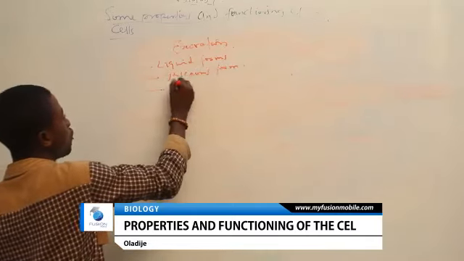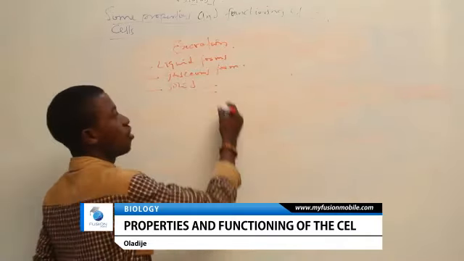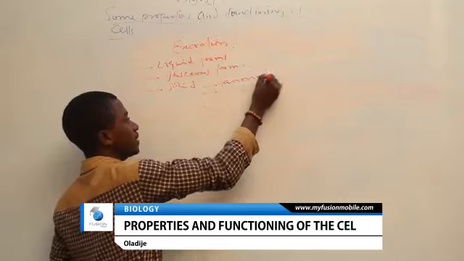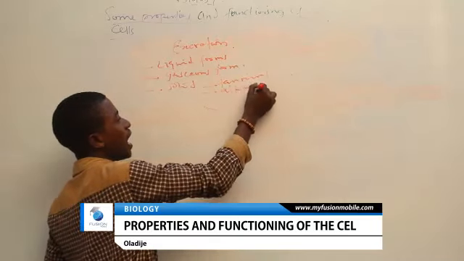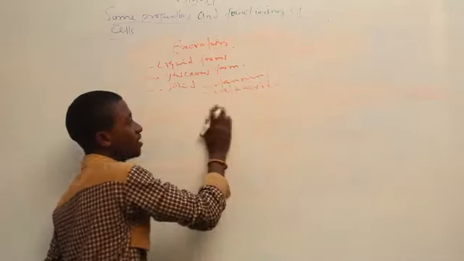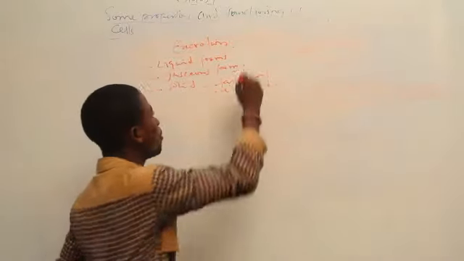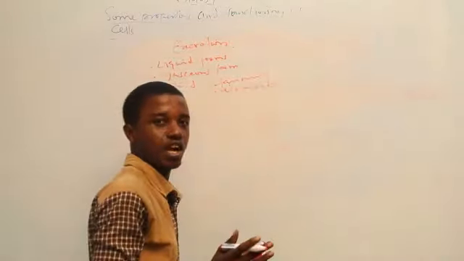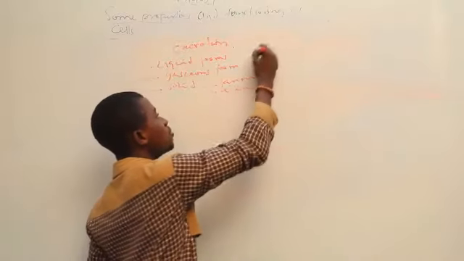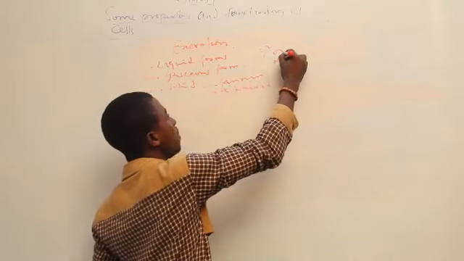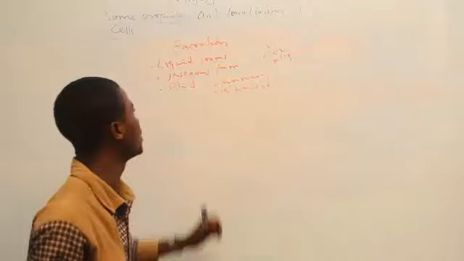And lastly, we have the solid form. When waste products come out as tannins and alkaloids, we call them what? Solid form. And when waste products come out in the form of gas, we call them gaseous form. Examples are oxygen, CO2, and ammonia. They are gaseous form.